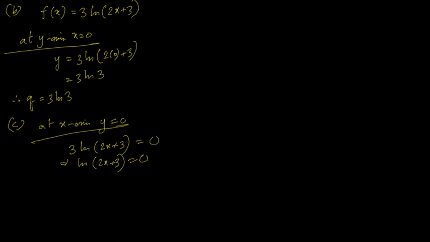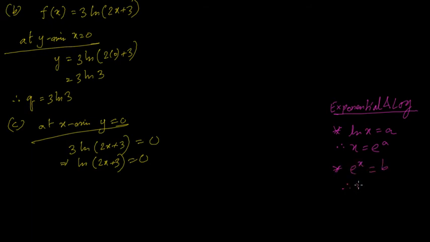Now the formula for logarithm is, this is from the exponential function and logarithm chapter. If you have ln x equals a, it would be x equals e to the power a, and the other formula, e to the power x equals b, then x equals ln b. That's how it works. So here we have ln, meaning natural logarithm. So you have to write, therefore, 2x + 3, whatever is after ln, that thing is equal to e to the power of this thing, which is 0.